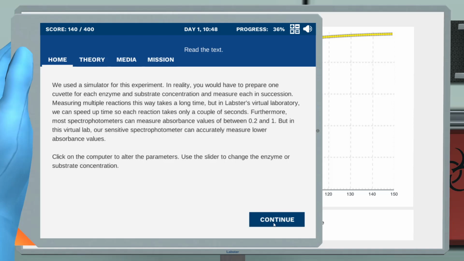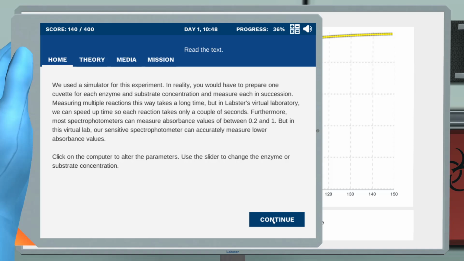We used a simulator for this experiment. In reality, you would have to prepare one cuvette for each enzyme and substrate concentration and measure each in succession. Measuring multiple reactions this way takes a long time, but in Labster's virtual laboratory, we can speed up time so each reaction takes only a couple of seconds. Furthermore, most spectrophotometers can measure absorbance values of between 0.2 and 1. But in this virtual lab, our sensitive spectrophotometer can accurately measure lower absorbance values.